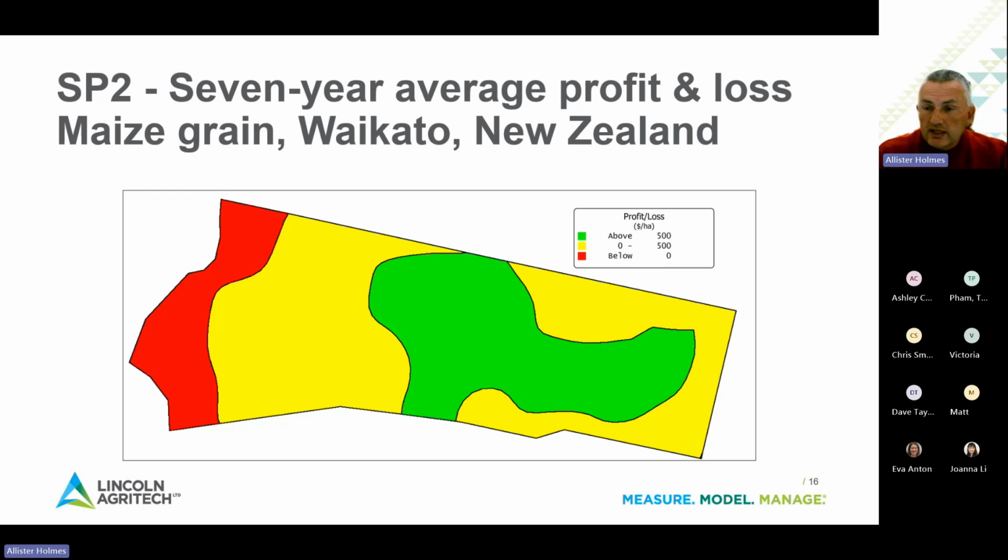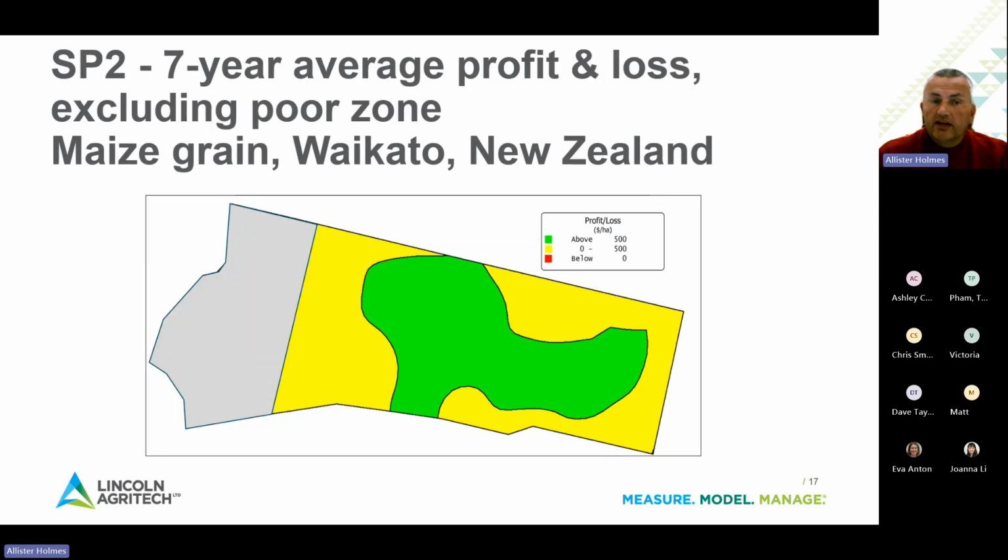And even if I do get a decent seed bed there, it's more prone to bird damage because it's adjacent to a stream, and the birds tend to congregate around the stream and pull the plants out there. So if we look at it and say, well, what if we effectively stopped growing in that poor performing part of the paddock? What would that mean for the crop performance?